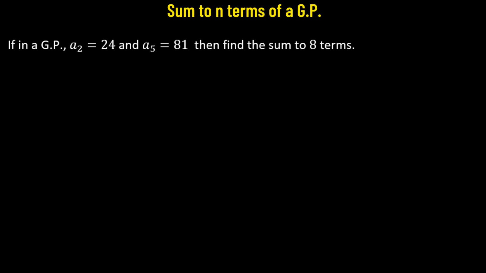We have a geometric progression where the second term is 24 and the fifth term is 81. Then we need to obtain the sum to the first 8 terms. So let's begin. So here, let's represent the first term by the letter A in uppercase and the common ratio by the letter r in lowercase as well.